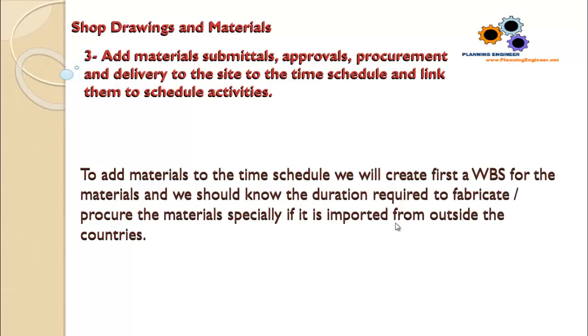Procurement means the material which will be imported from outside. They sometimes need to prepare it and ship it to your site. And fabrication means that it will be fabricated. It is not on the shelf. They need to fabricate the material, then deliver it to the site. Let's go and see how to create this in Primavera.